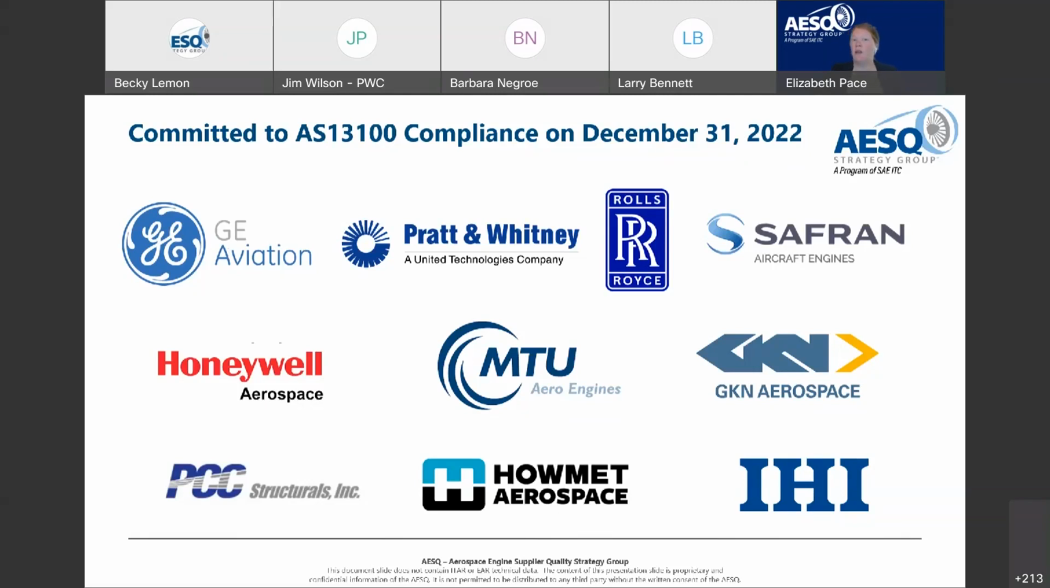Even though you may see the flowdowns updated on different dates, all of these companies listed here agree that the effective date will be December 31st.